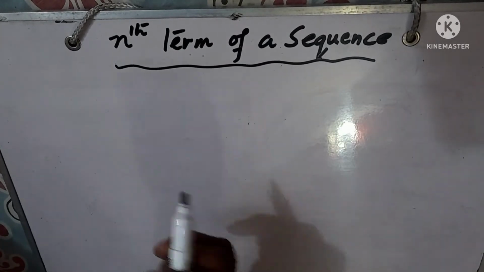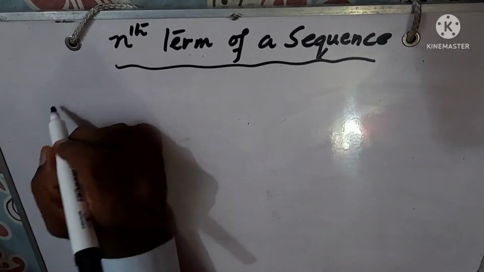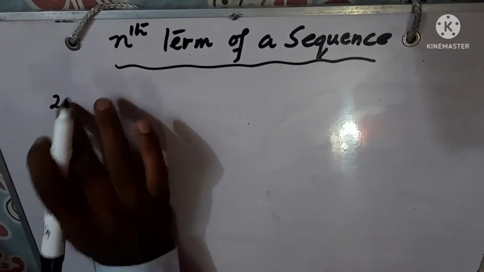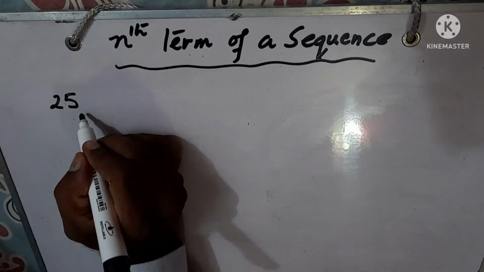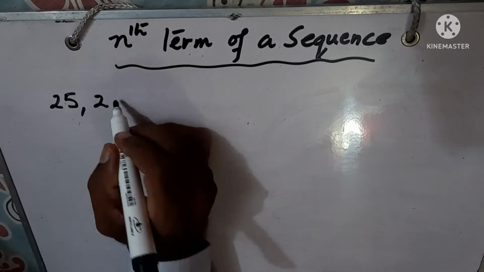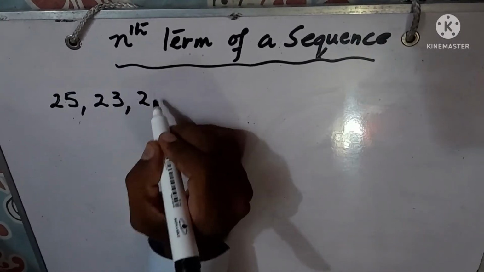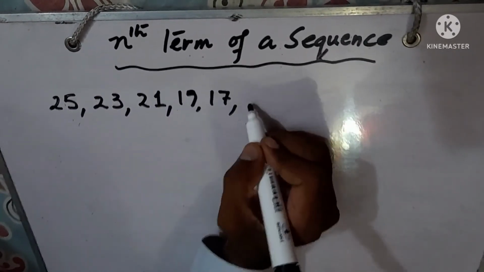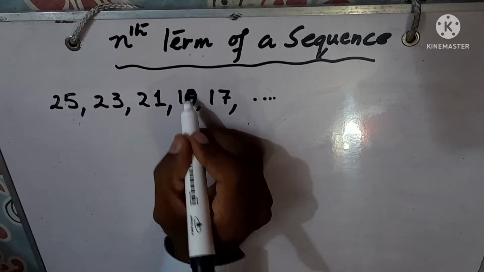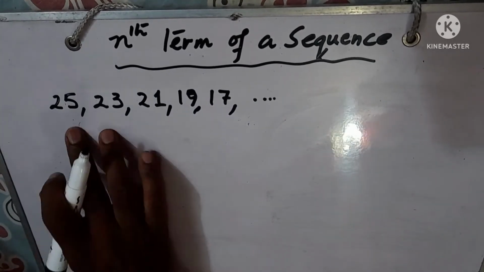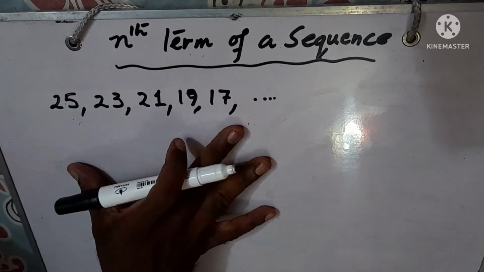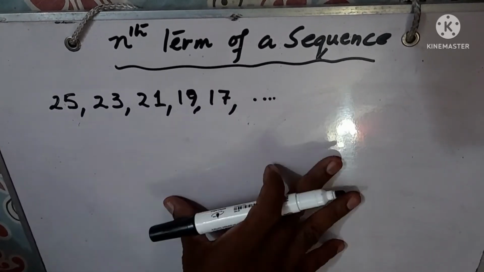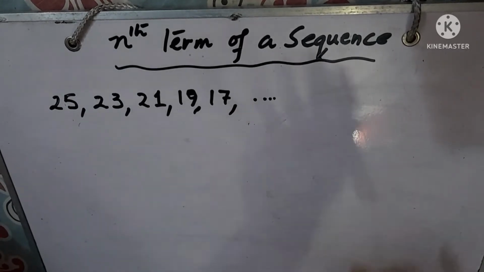For a linear sequence, suppose I have 25, then 23, then 21, then 19, then 17, ... I have this sequence and I need to find the nth term of this sequence using the same procedure which we have learned in my previous example.